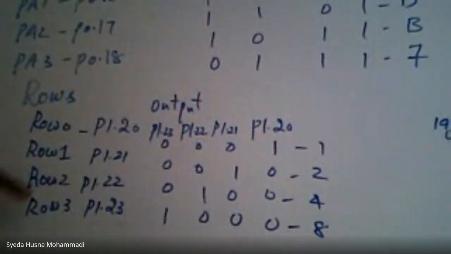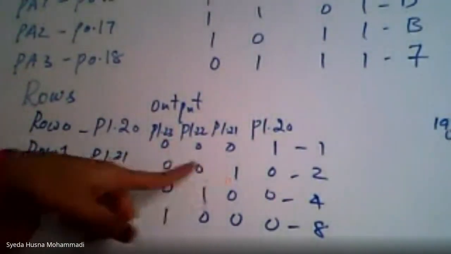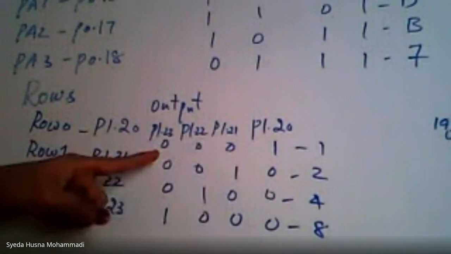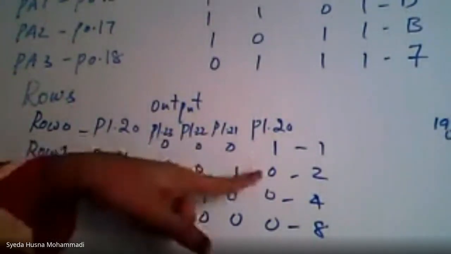Now I'll check whether any key was being pressed in row 1. So I'll make this as 1, rest all row values as 0. So read it: 0, 0, 1, 0. 0, 0, 1, 0 is nothing but 2.